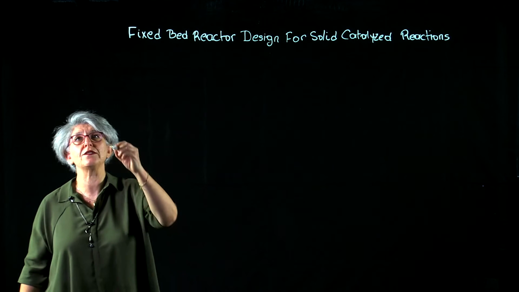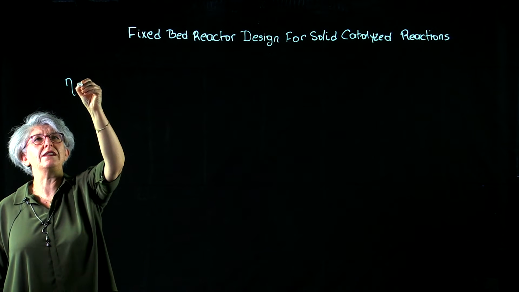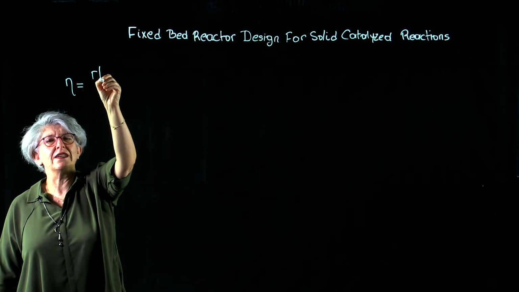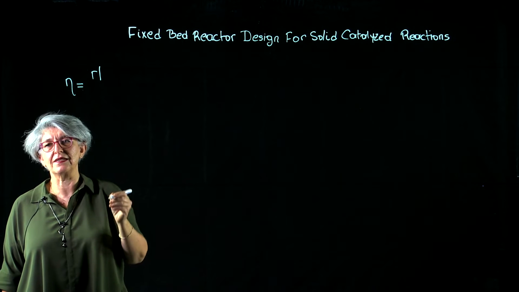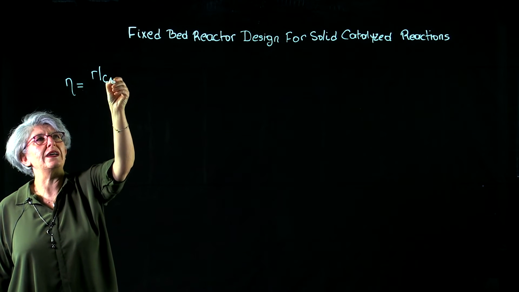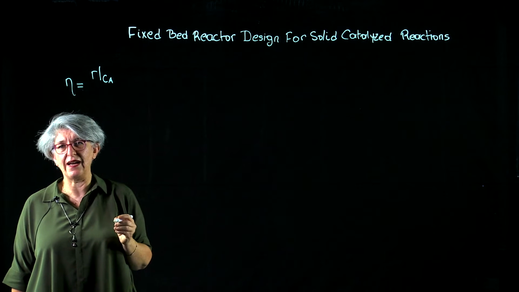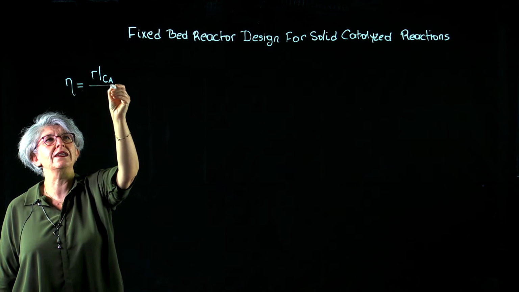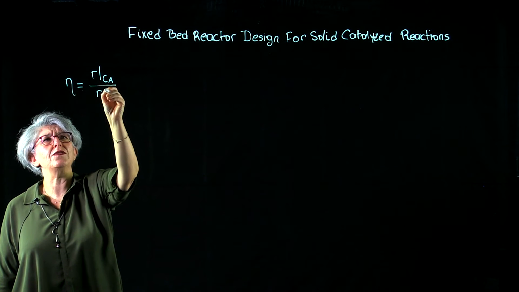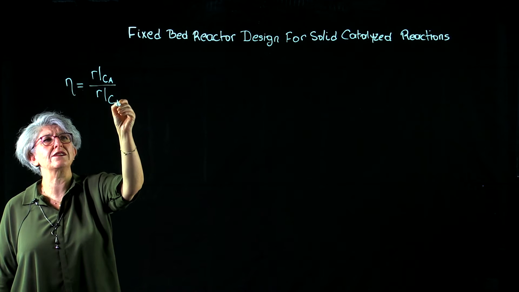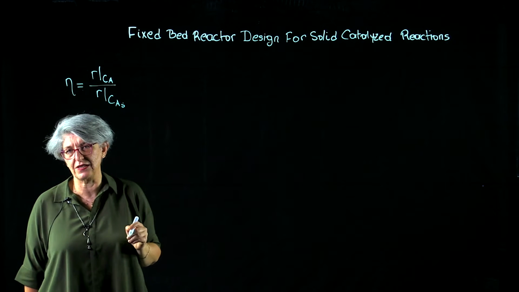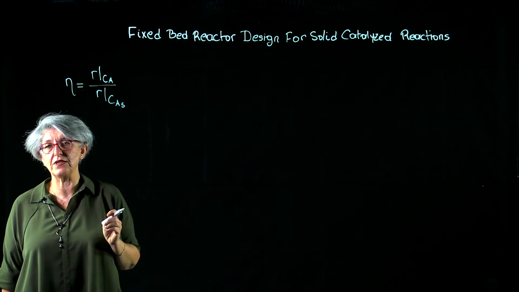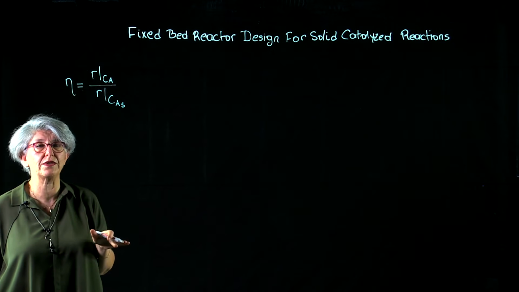Effectiveness factor for an isothermal reaction, we denoted with eta. It was the rate of the reaction under the conditions that our reaction is running with a catalyst and we have diffusional resistances within the catalyst, divided by the rate of the reaction for the idealized situation where the concentrations of the species are equal to the concentrations on the surface. In other words, where we have no diffusional resistances.